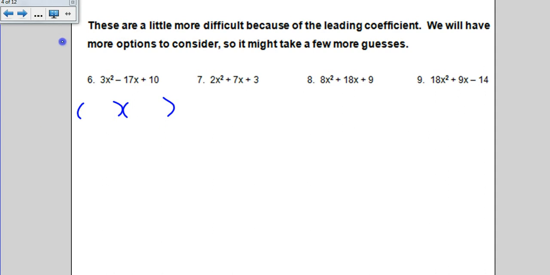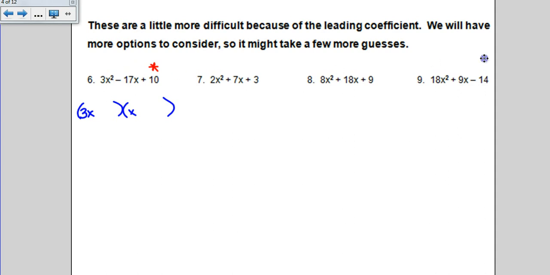So we're still going to start with the 3x squared. What times what will give us 3x squared? Well, I know that's going to be a 3x and an x. That's the only way to get a 3x squared. So now I'm going to think about multiplying to give us a positive 10. Don't worry about the negative 17 quite yet.